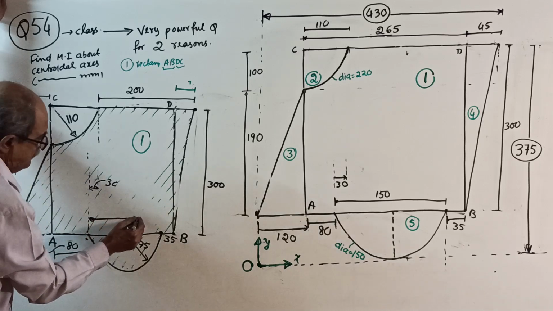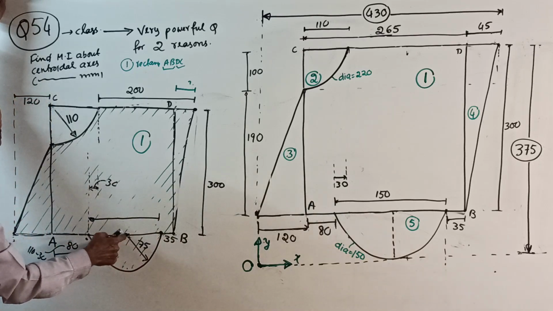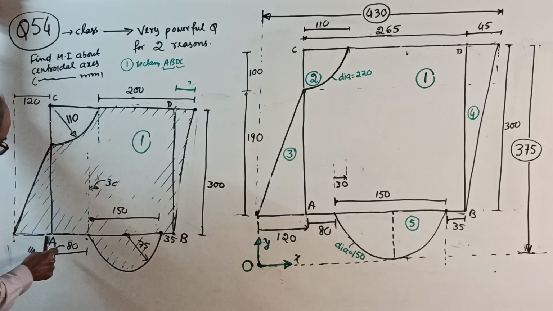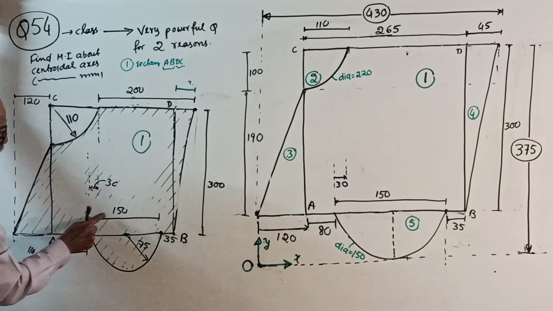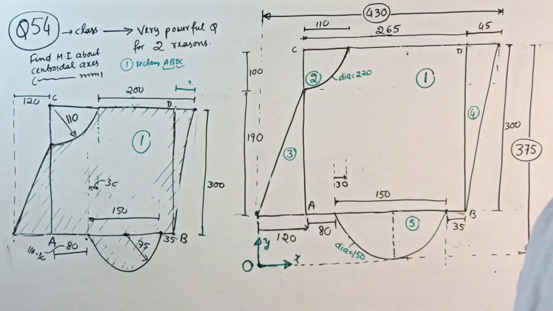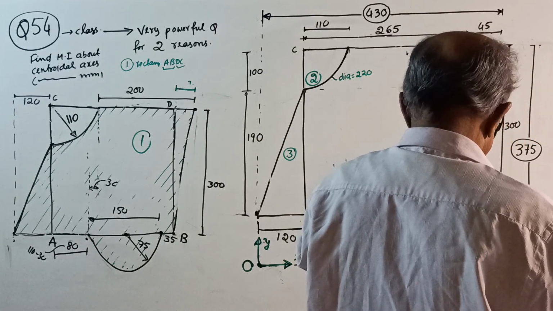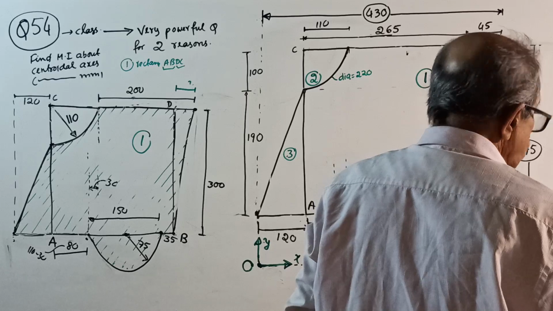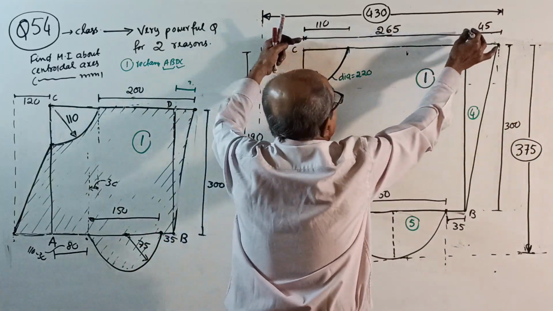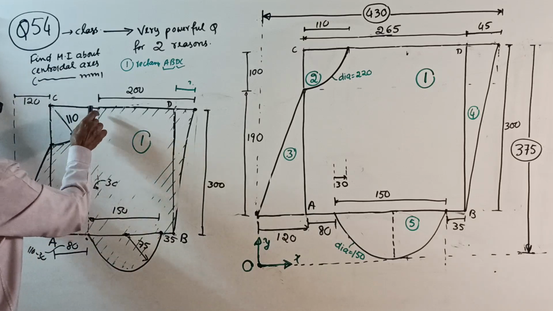this is the diameter of the semicircle. Radius 75 means 150. Therefore, A to B is 80 plus 150 plus 35. Calculate. Dimension calculated: 80 plus 150 plus 35 is 265. That's how I got 265 here. Okay. Rectangle is clear.